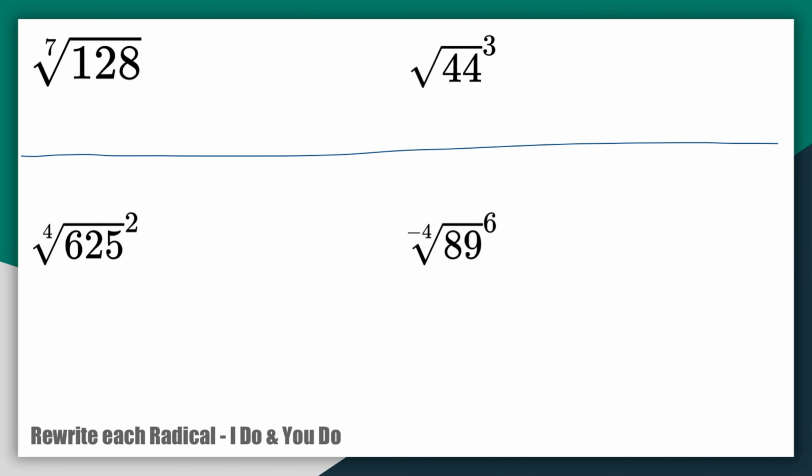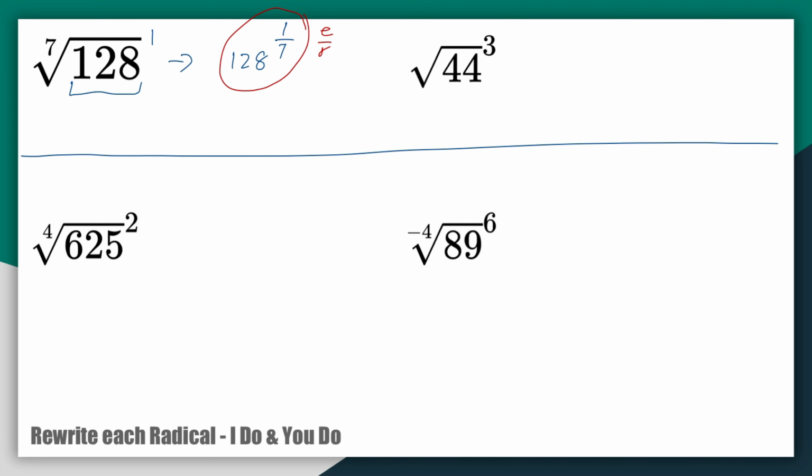Now, 7th root of 128. I know we don't see a power here, but if you don't, we assume it is 1. So to rewrite this, you take your radicand, which is the number underneath the radical, and you write it here. And then it's to the power of 1 over 7. Remember, E over R. Okay? And this would be rewritten as a rational exponent.